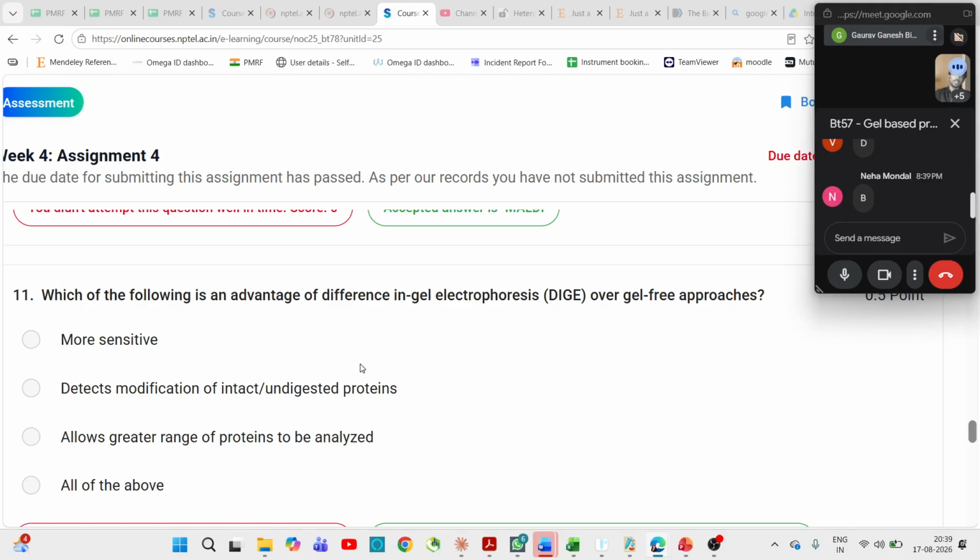Gel-free, like mass spec. You can still consider mass spec as gel-free if your sample is not from the gel but just from the source, like any blood sample or whatever, or purified by chromatography and then done by mass spec. So it can be done that way also, and you can consider that a gel-free approach. So what is the advantage of DIGE over gel-free?